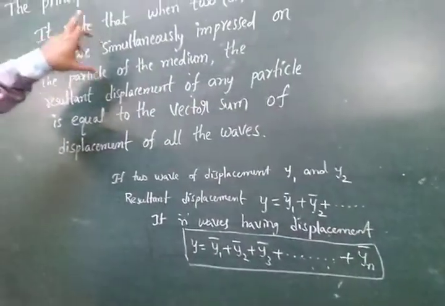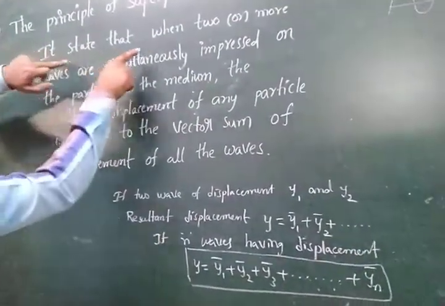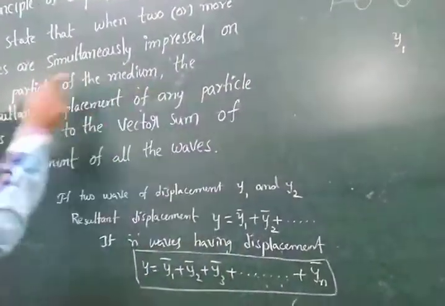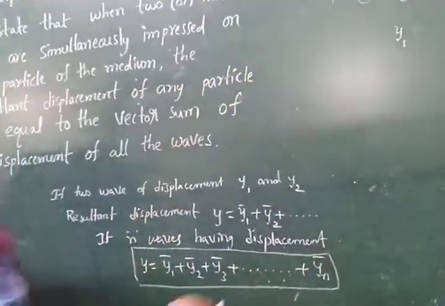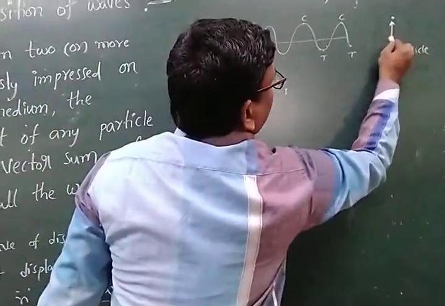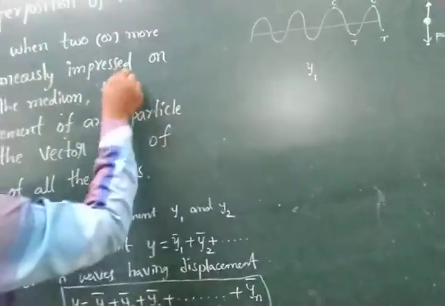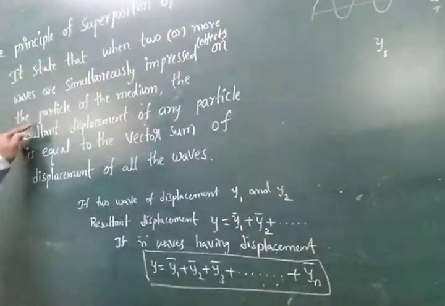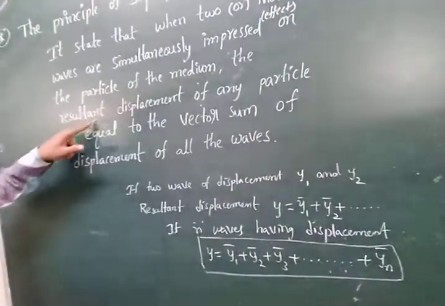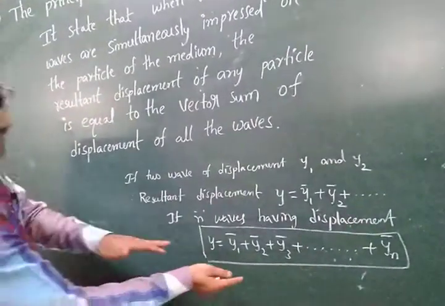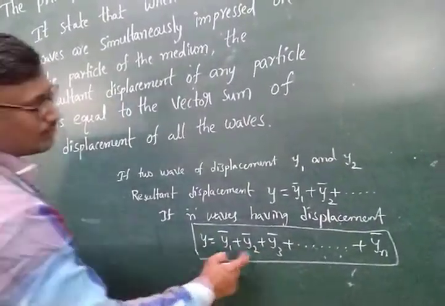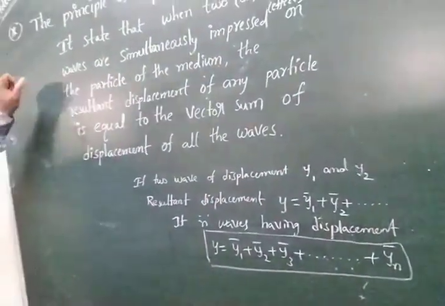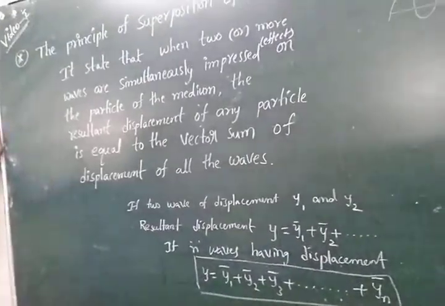Observe here: when two or more waves are impressed on a particle, impress is nothing but effect, on the particle in a medium. The resultant displacement of any particle is equal to the vector sum of the displacements of all the waves. This is called the principle of superposition of waves.